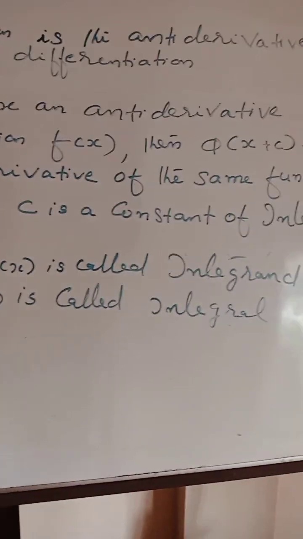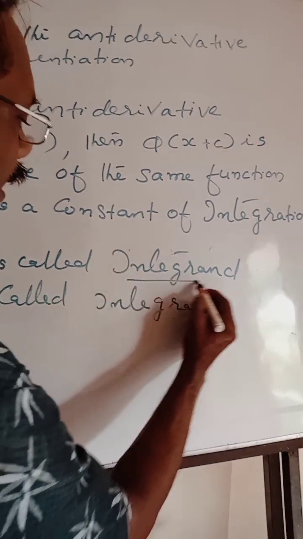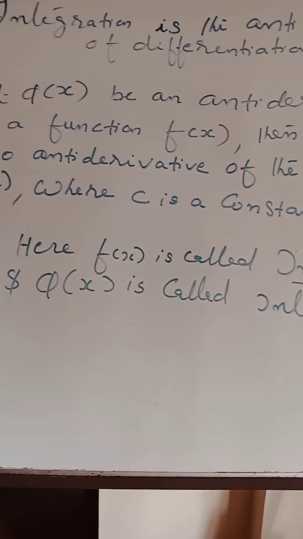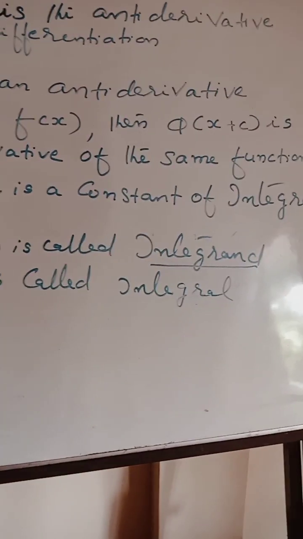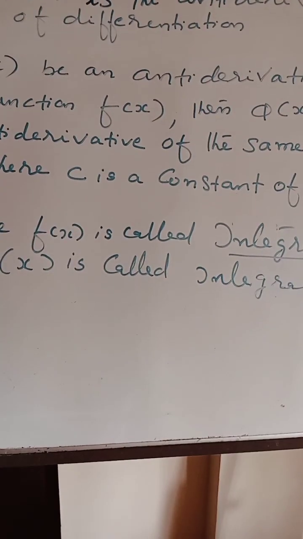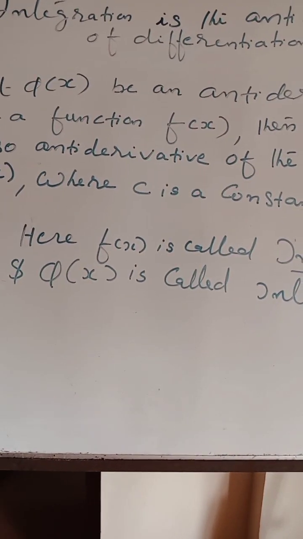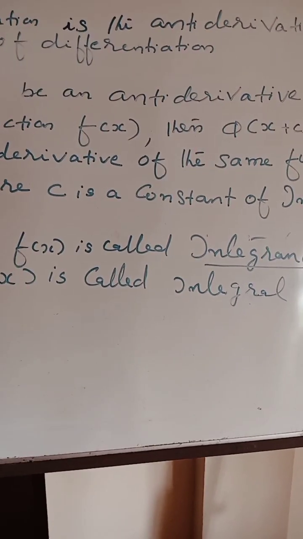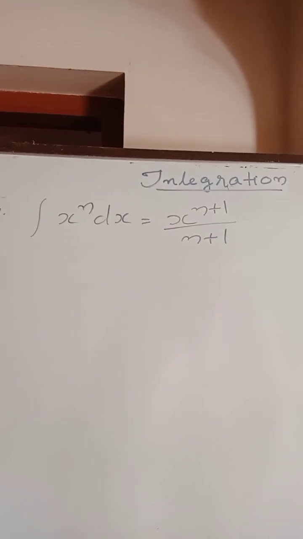Here f of x is called the integrand, and phi of x is called the integral. The process of going from integrand to integral is called integrating. For doing problems of integration, first we have to learn some results of integration.